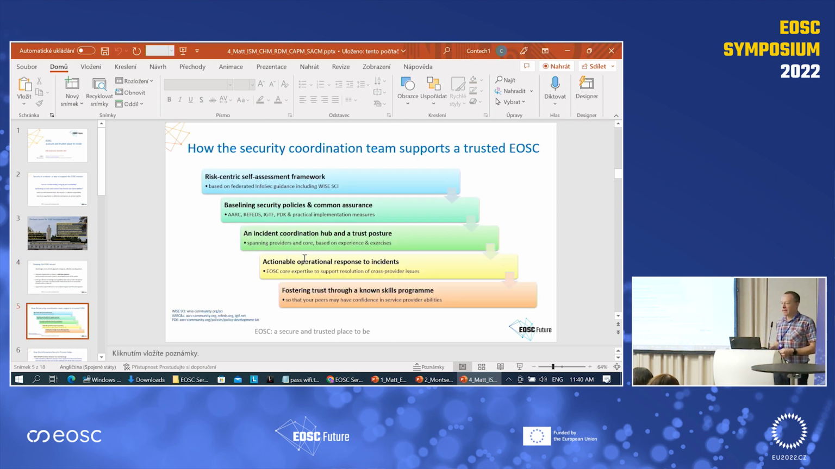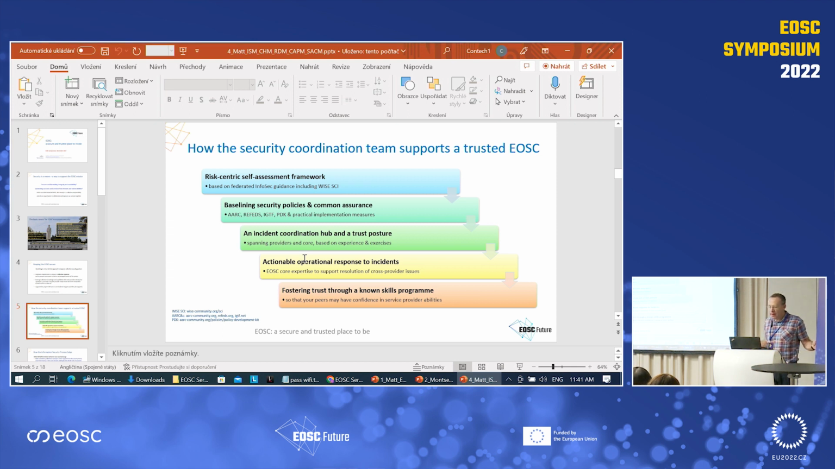So the security coordination team is active within EOSC Future, working for the security of EOSC. They are involved in a number of different activities in order to achieve this security. There's a risk-centric self-assessment framework, and this is something that the core providers are expected to interact with, to identify what those risks are, to manage those risks by saying what mitigations could be done, and following up with ensuring those mitigations are actually implemented.